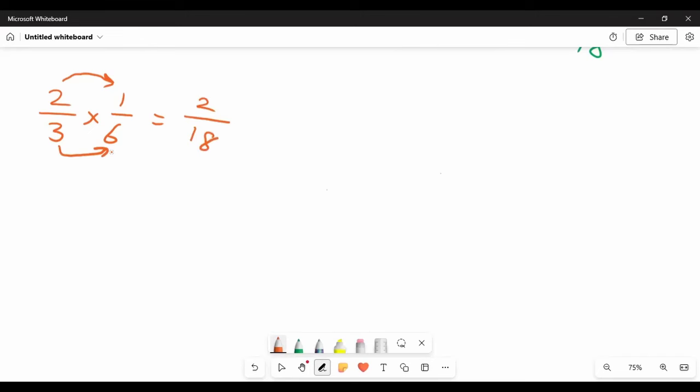Now, since this is divisible, we have to simplify. 2 and 18 we can divide by 2. It's going to give us 1 over 9. This is the normal standard way. But here also we can do a small change. All right. Now, a very important thing, everyone, make sure to concentrate here.